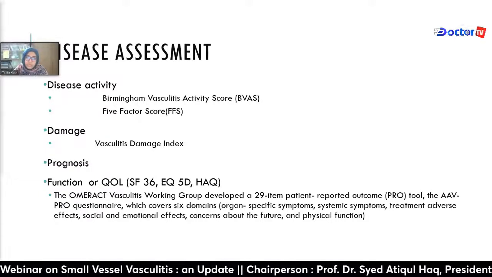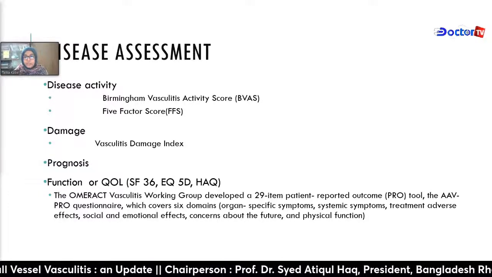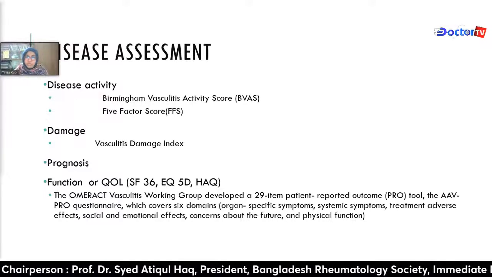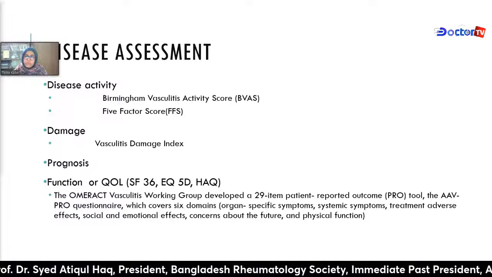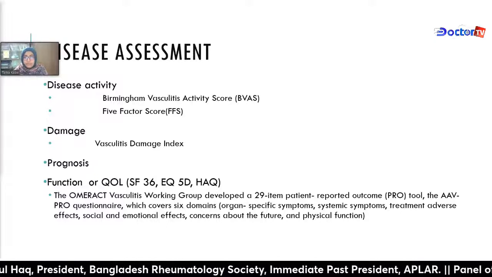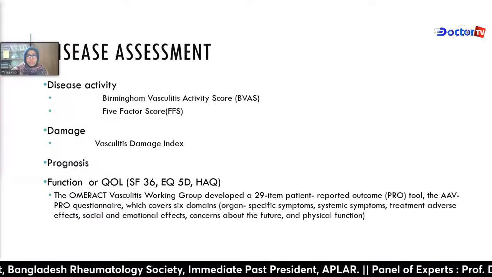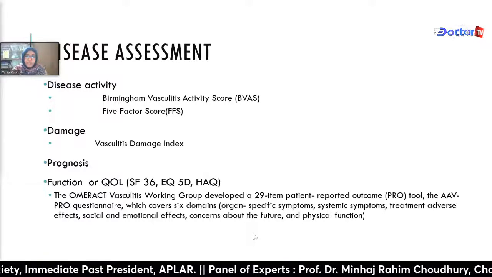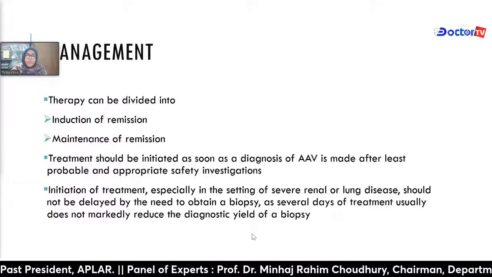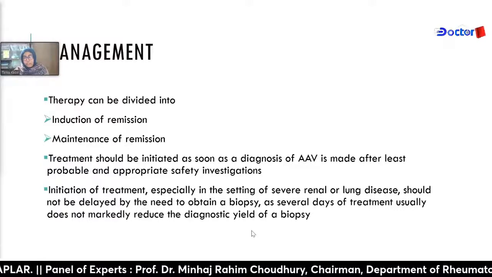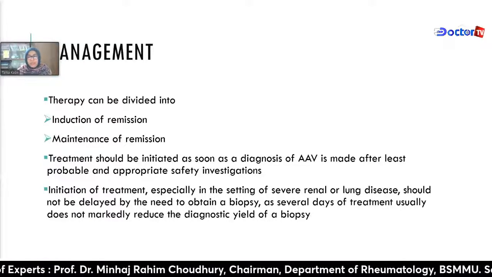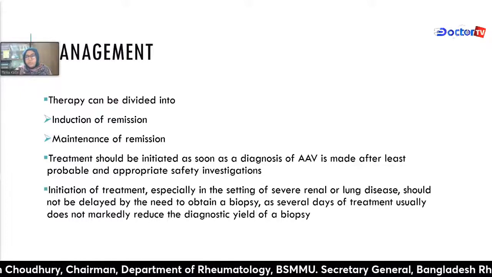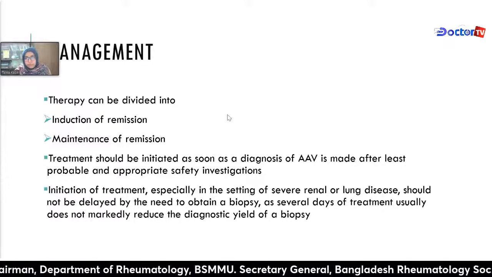Recently, the OMERACT Vasculitis Working Group developed a 29-item patient-reported outcome, the AAV-PRO questionnaire, which covers 6 domains: organ-specific symptoms, systemic symptoms, treatment adverse effects, social and emotional effects, concern about the future, and physical function, for assessing the quality of life in ANCA vasculitis. The management of ANCA vasculitis is a big chapter. I'll tell only the outline of the management here.